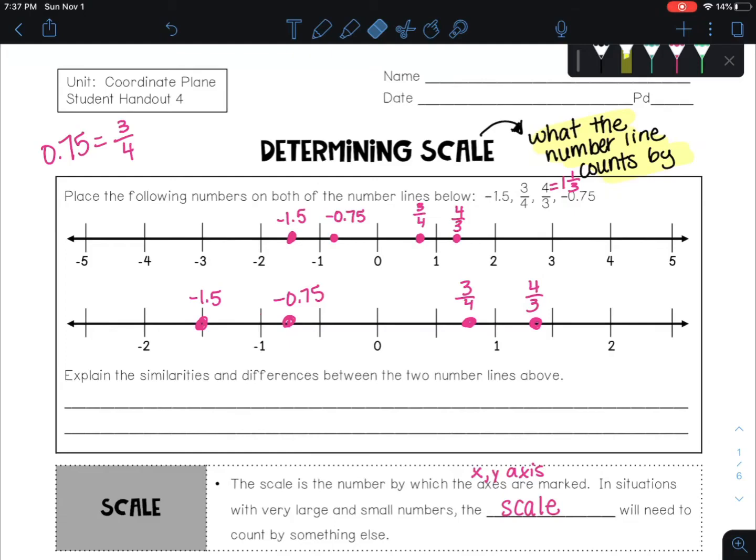So you can definitely see the answer to this next part, the similarities and differences here. The second number line is just zoomed in. The first one has a scale of ones, right? We're going to count by ones. And the second one is going to count by halves. So the points are still in all the same places. They just look a little bit different because the second one is zoomed in.